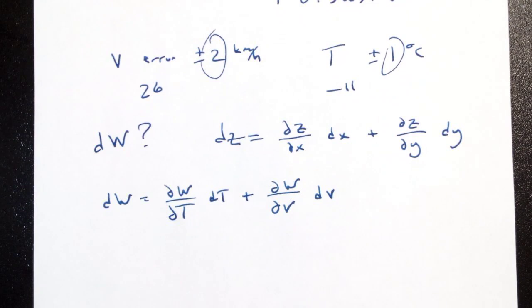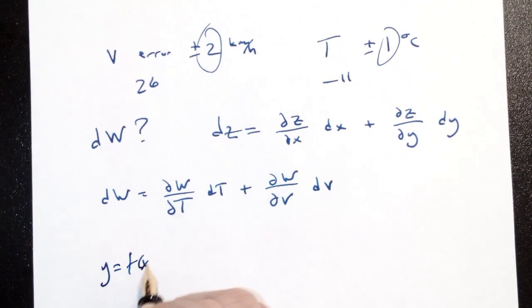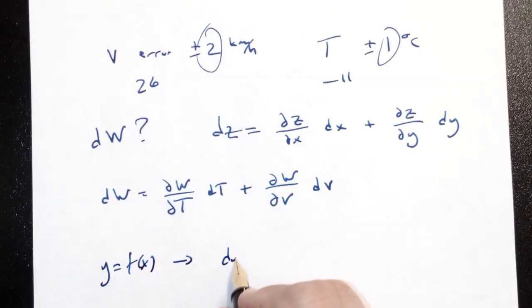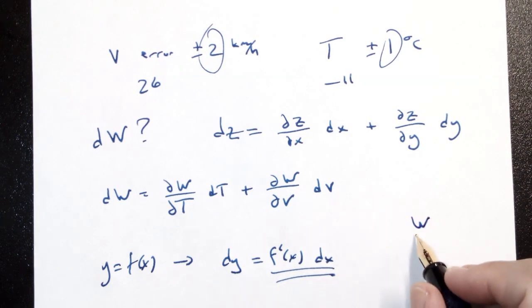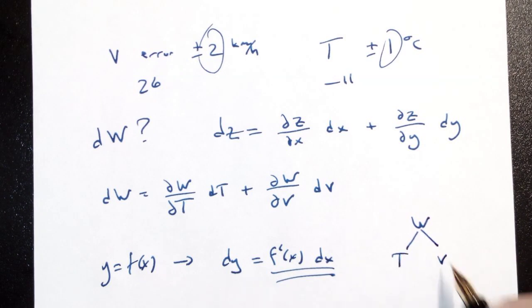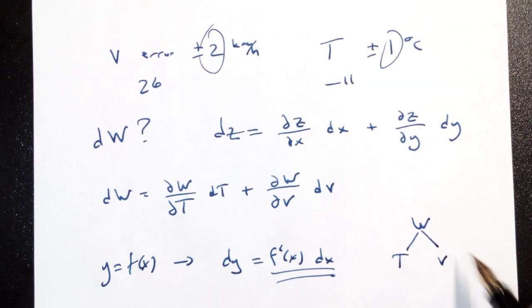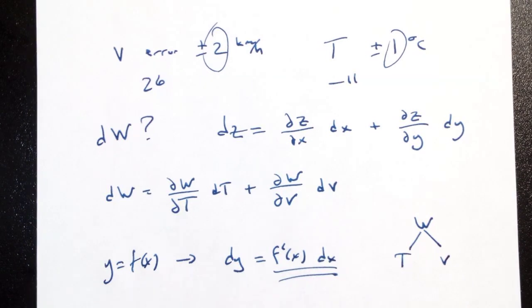Back in chapter 3, if we had y equals f of x, we would write dy is f prime of x dx. So all I've done is change this to account for the fact that I have more variables. Kind of like my chain rule would go. From W, I have to go to T and V, so I have to use partials there, and then I have regular here.